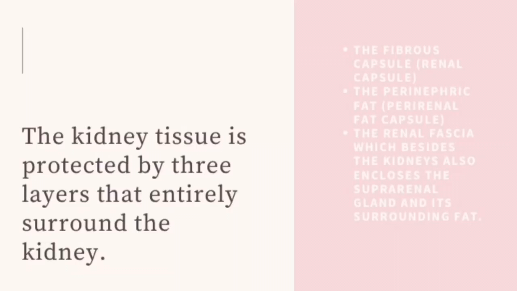The kidney tissue is protected by three layers that entirely surround the kidney. The first one is the fibrous capsule, or renal capsule. The second one is the perinephric fat, or the perirenal fat capsule, and the third one is the renal fascia, which besides the kidney also includes the suprarenal gland and its surrounding fat. Outside the fascia is the most superficial layer, a layer of fat tissue called the pararenal fat, and this layer sits posteriorly and posterolaterally to each kidney and separates it from the muscles of the abdominal wall.